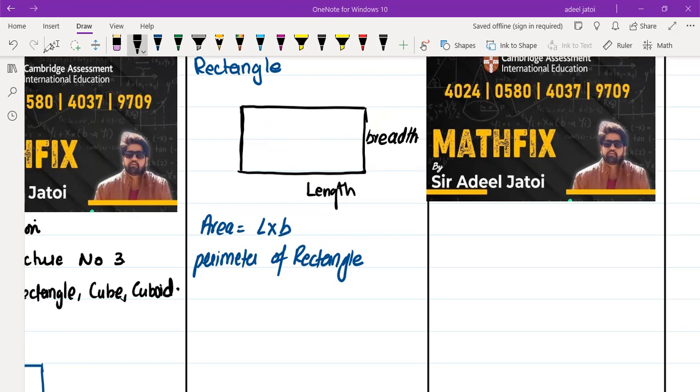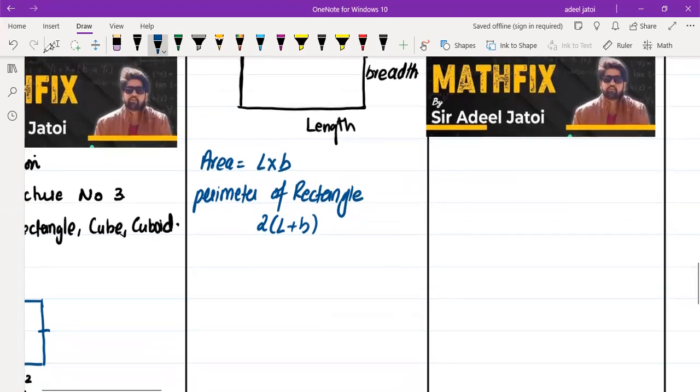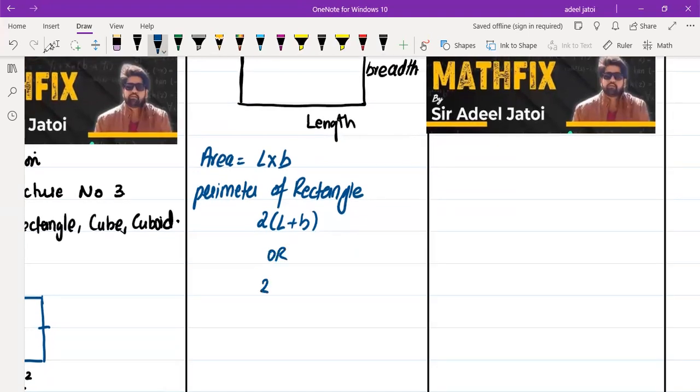So what will be the formula of this? The formula will be 2(L plus B). That means you are adding up the length and the breadth and then multiplying by 2. Or 2L plus 2B, because when we multiply 2 into L it becomes 2L, and 2 multiplied by B will become what? 2B.